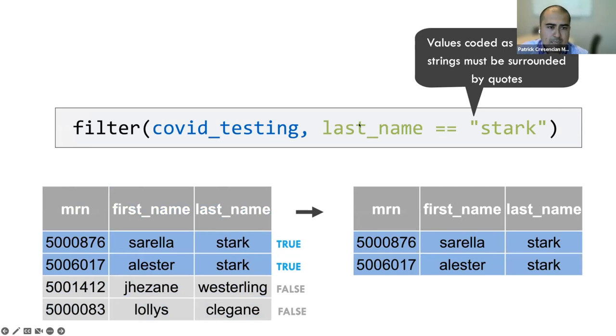The same strategy will work for characters if you want to look for equality for a specific string. In this case, we have our COVID testing data set. Our logical condition here is last name equals equals Stark. Note that this is in quotes. Stark is not something that R will recognize; it is a string, so you put it in quotes and evaluate whether last name is equal to this value. And this would be the output for this specific data frame, the output that you would expect from evaluating filter here.